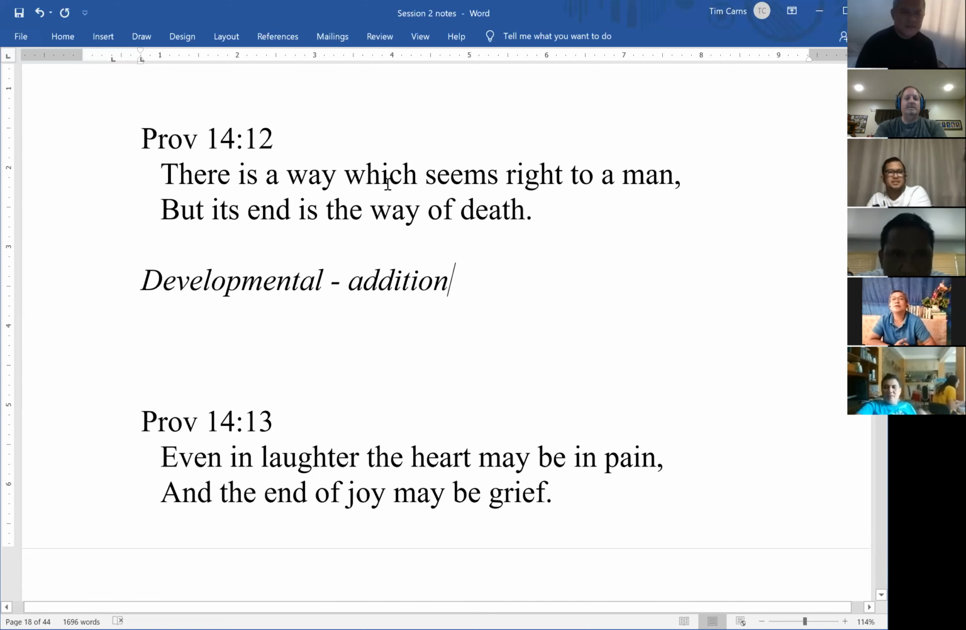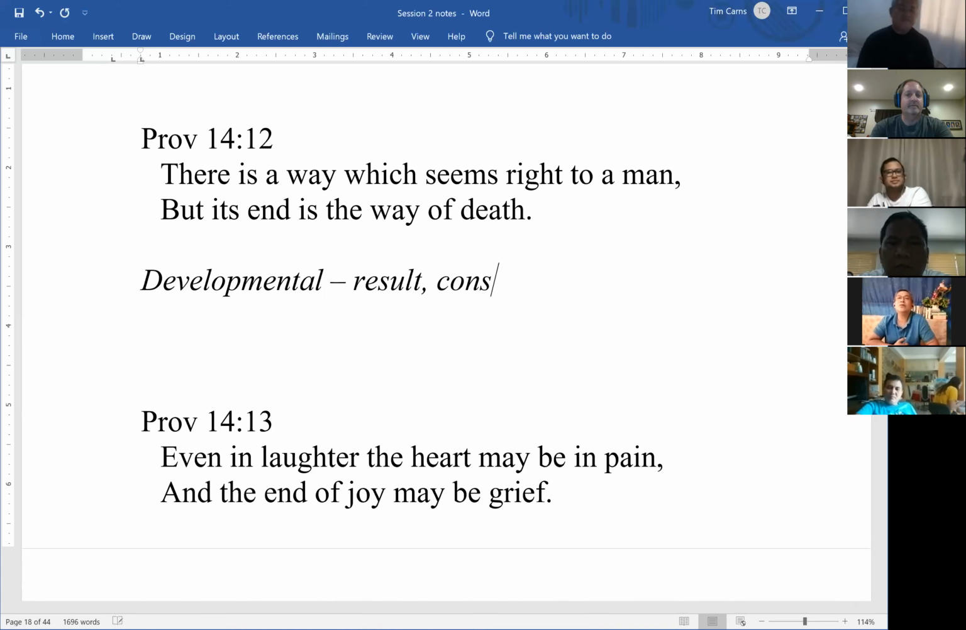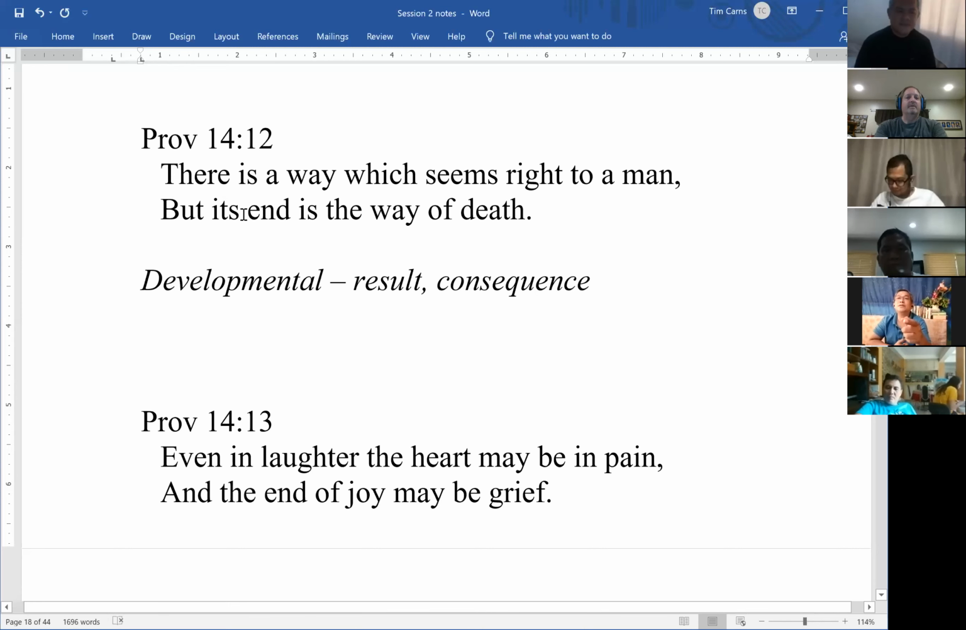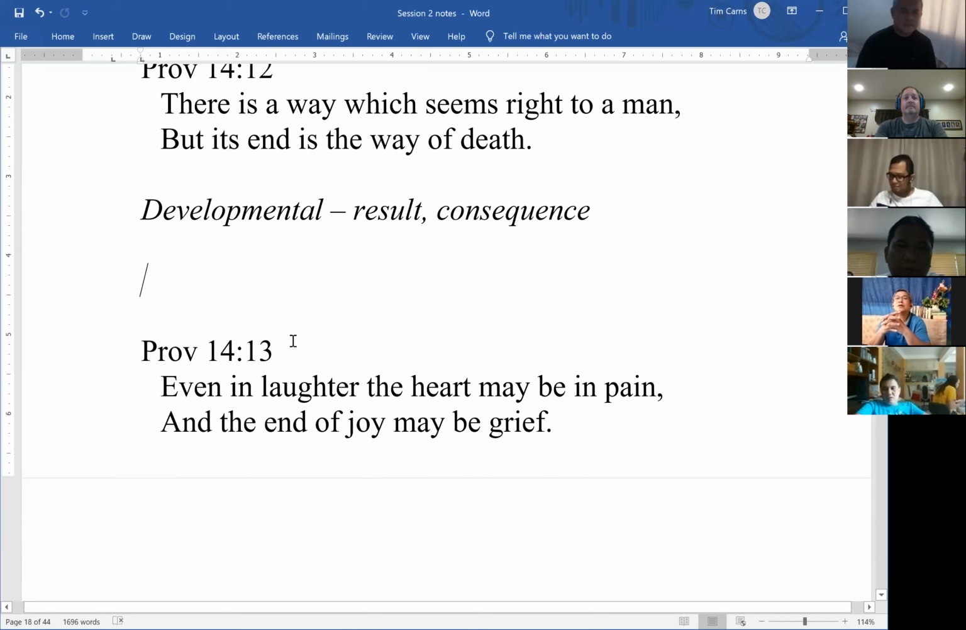There is a way which seems right to a man, but its end is the way of death. Notice this, its end. Yeah, I think the idea is a result or a consequence, as someone said. Because he's talking about what will happen when a man goes that way that seems right. Okay? All right. Let's go to the next one. Kenneth?